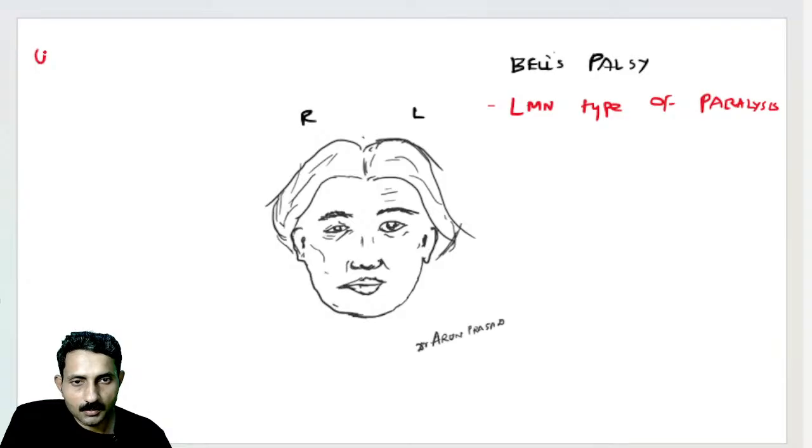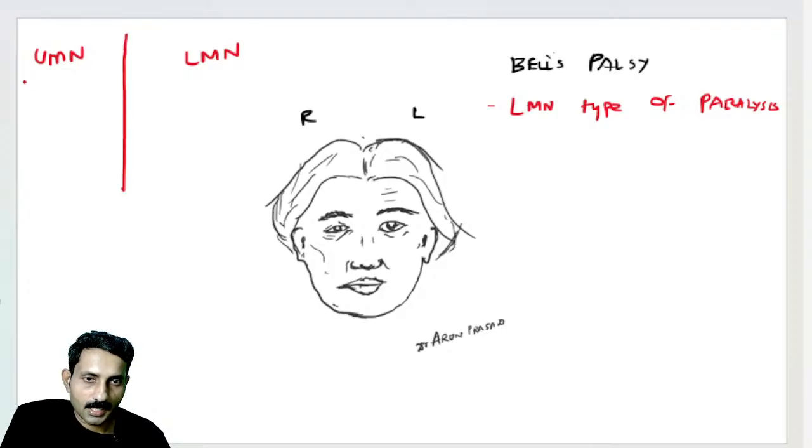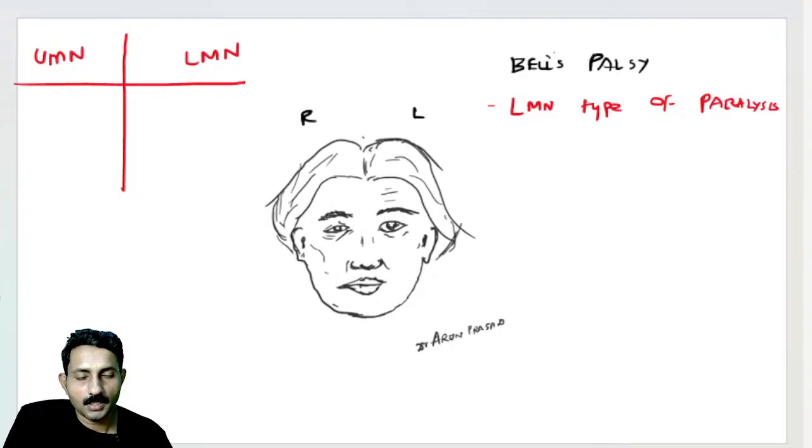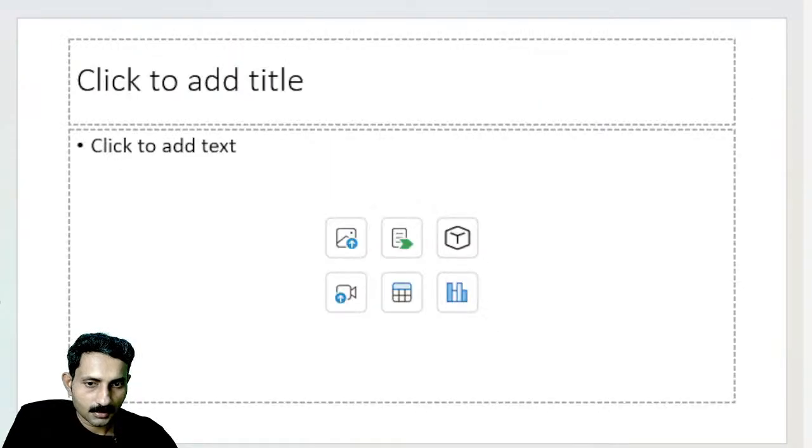Now, what is upper motor neuron? What is lower motor neuron? You have to have this clarity in the concept. Then we'll come to the features. Maybe I will try to explain in a separate slide.